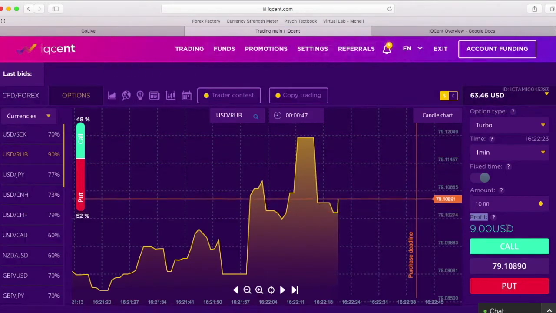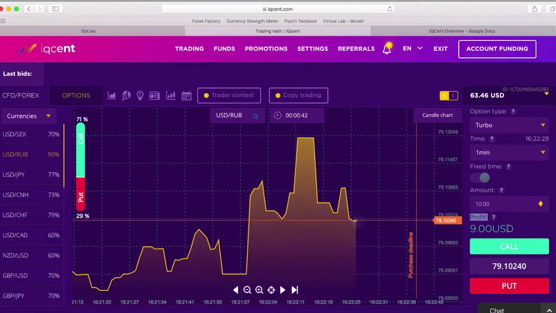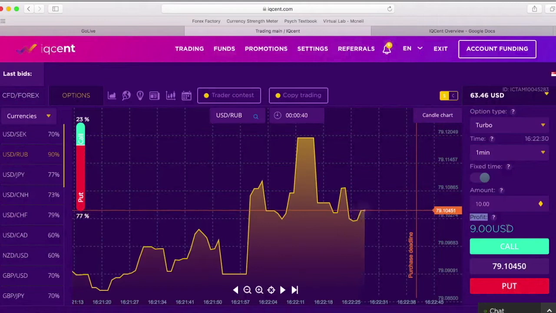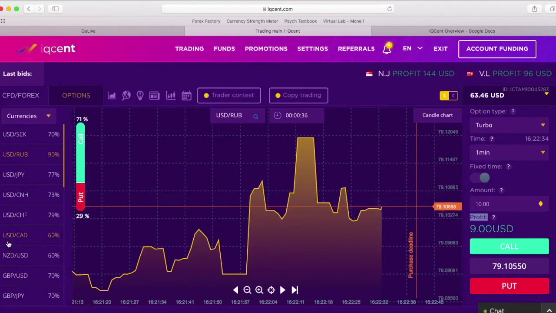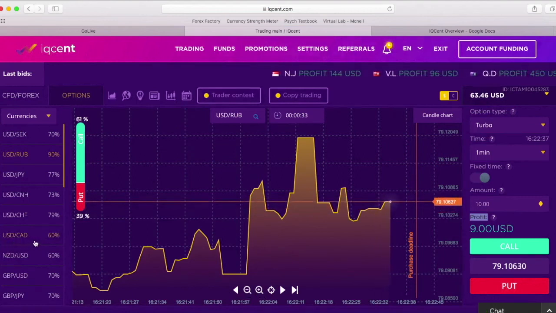So obviously, the higher the payout percentage, the better. But for this reason, we don't enter trades that have a payout percentage under 70%. This is something I take note of. So, for example, we wouldn't enter USD CAD because it has a payout percentage of 60%, which is under 70.